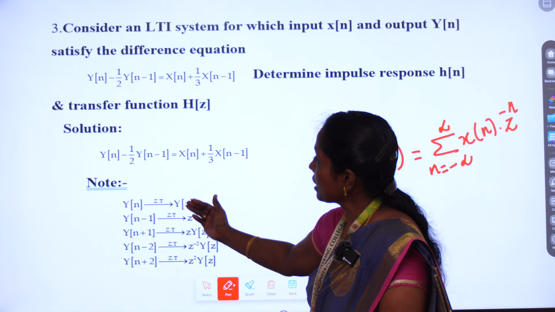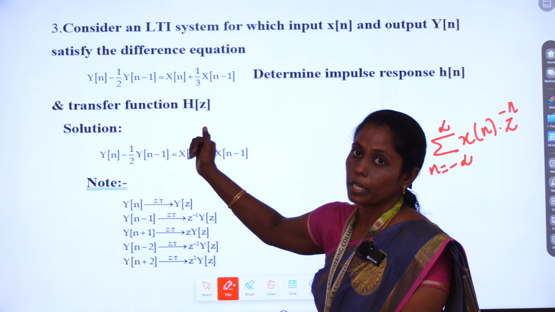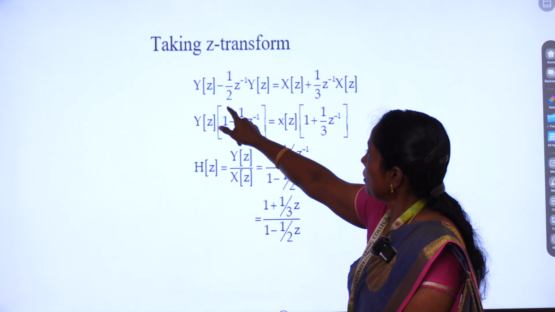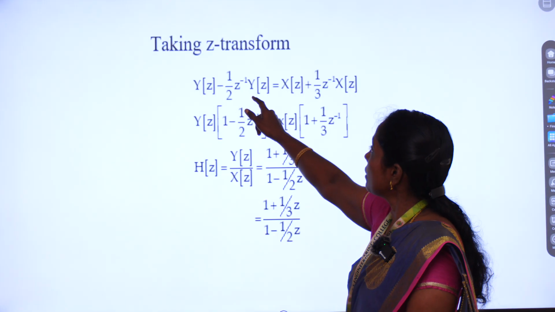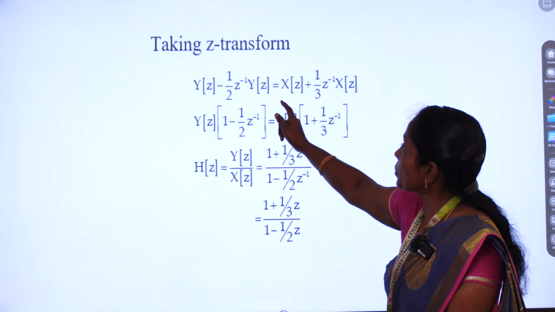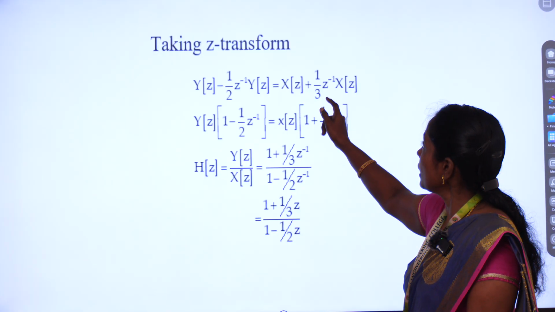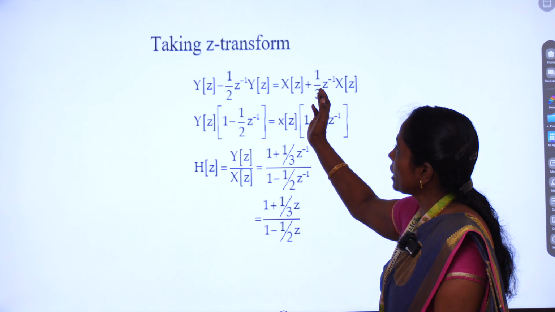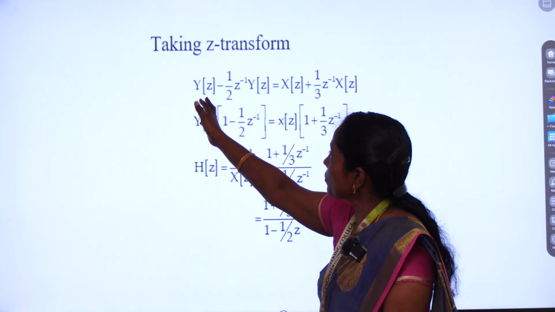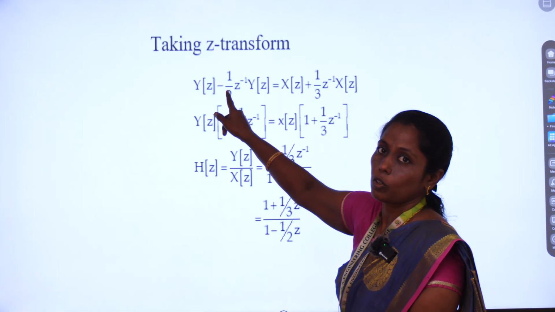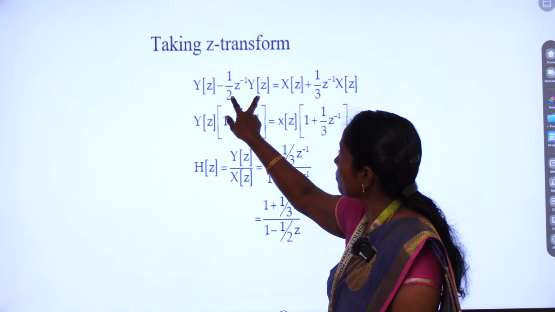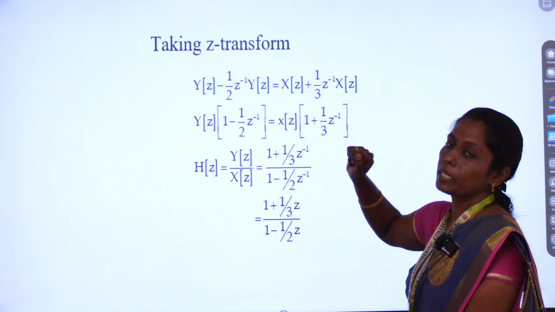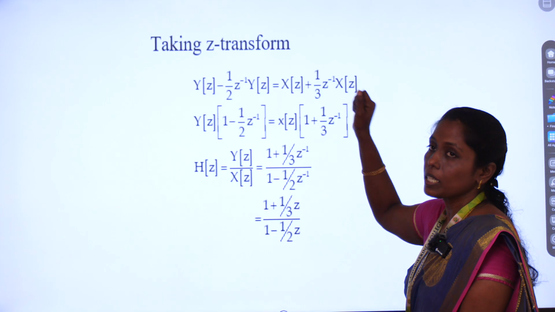Similarly, if you apply the Z transform to this difference equation, what you will get is Y of z minus 1 by 2 into z inverse Y of z, which is equal to X of z plus 1 by 3 z inverse into X of z. Now we have to rearrange this equation. First, let us take Y of z common from these two terms, and in these two terms we have X of z common, so let us take X of z common from these two terms.